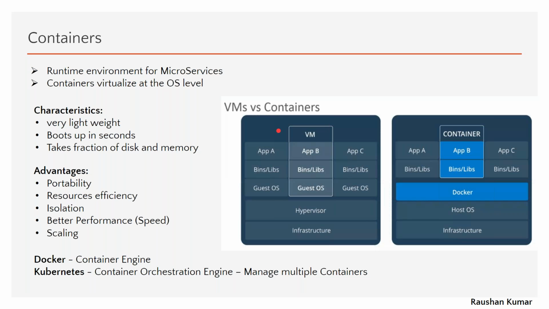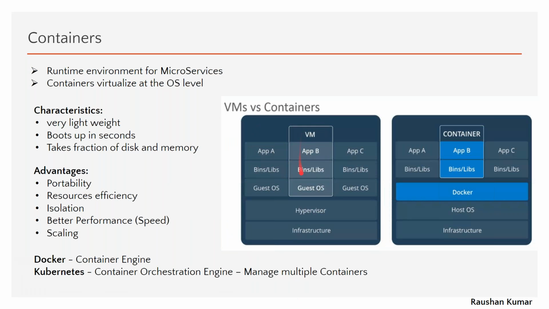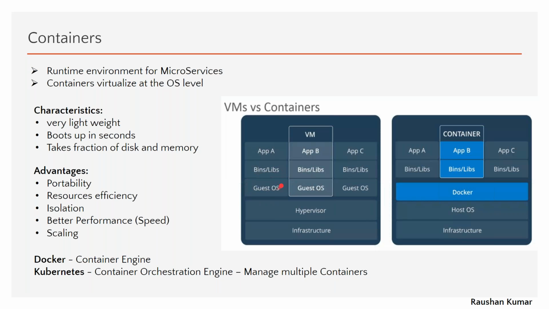Now in this particular diagram, in this box here, I have three VMs. Let's call them VM A, VM B, VM C. In one VM, I have one operating system, and I have the binaries and libraries of that operating system, and one application.